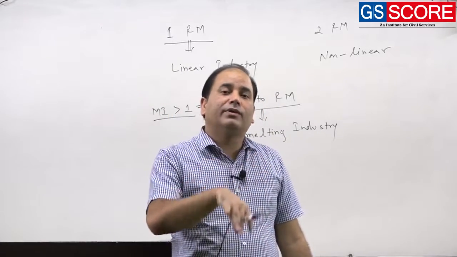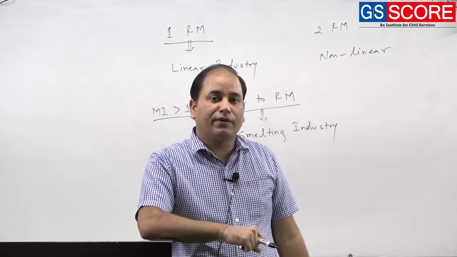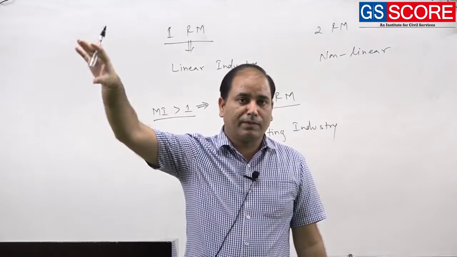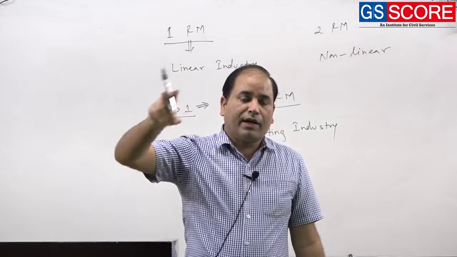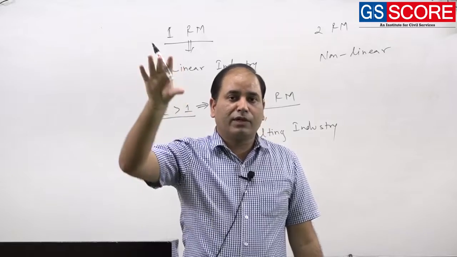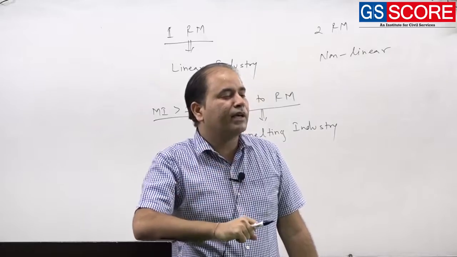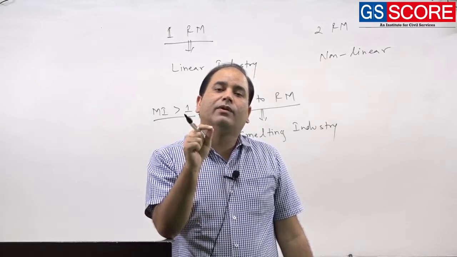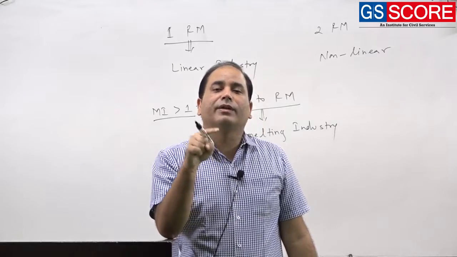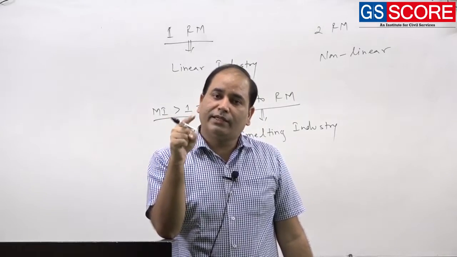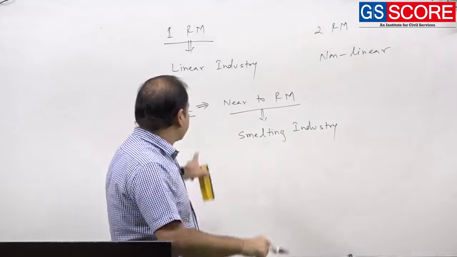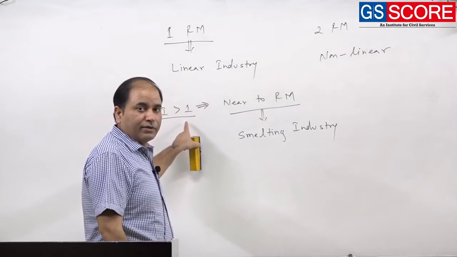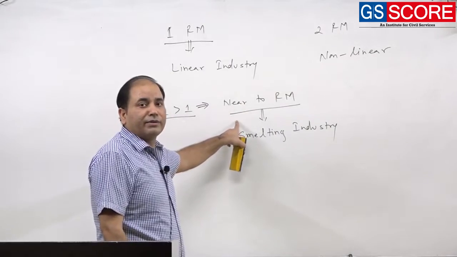Also we have a classical industry of sugar industry. Most of the sugar industries you will find in our country located in some parts of northern India, especially in Punjab, UP, Bihar, and in the western part mostly in Maharashtra, Karnataka, Tamil Nadu. The sugar industry will also be located near to the sugarcane producing area, because it is also in this category, Mi greater than 1, the weight losing raw material. So, this industry will also be located near to the raw material.